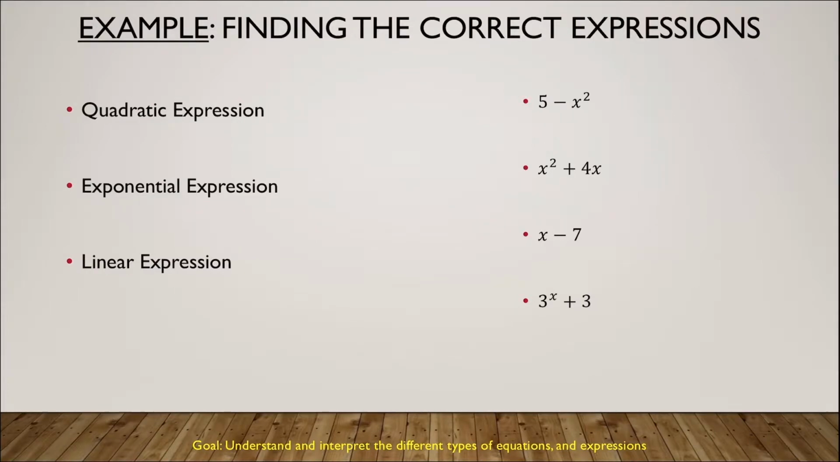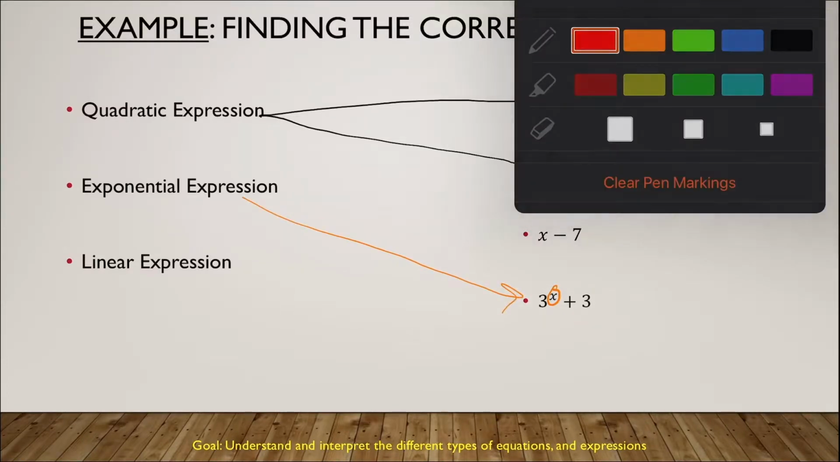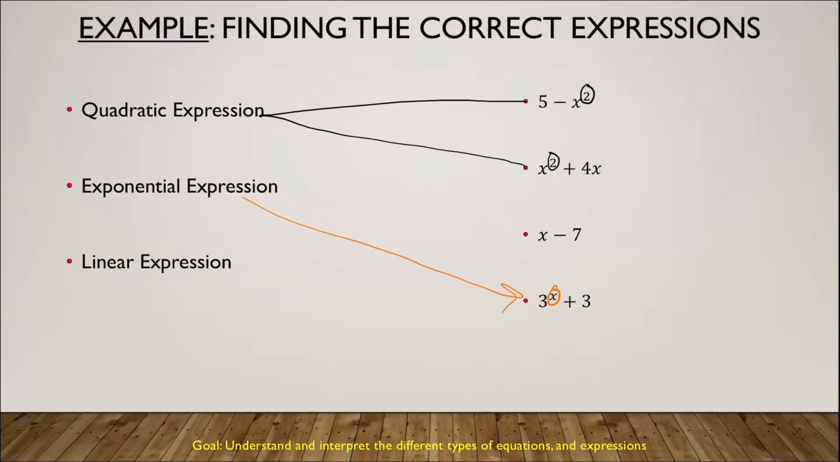So let's look at this. Quadratic expressions. Which ones have highest degree of 2? Well, I have a degree of 2 here, degree of 2 here. So I know my quadratics are both of those. Exponential expression is looking for my x, my variable, in the exponent. My variable's in the exponent right there. So we're good there. Then my linear expression has my highest exponent of 1, so we're never going to write it. So it's right there. Okay, y equals mx plus b. It's that linear line.